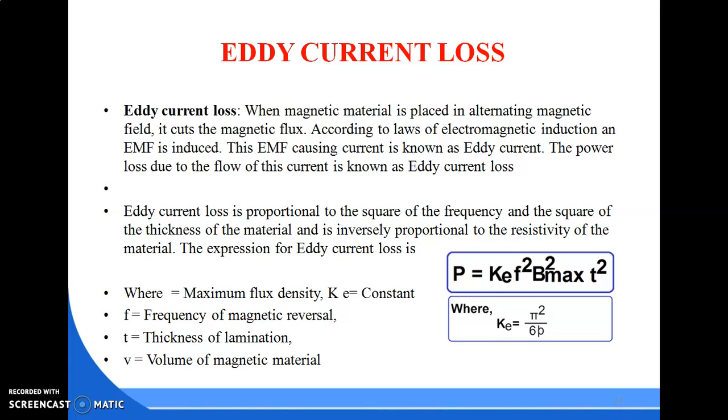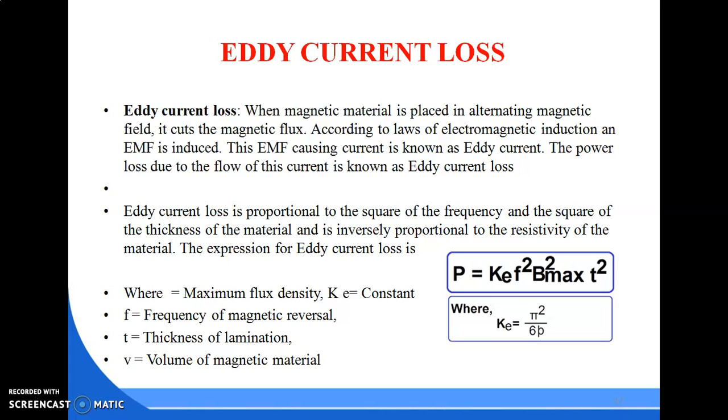When a magnetic material is placed in an alternating magnetic field, it cuts the magnetic flux. According to electromagnetic induction, an EMF is induced. This EMF causes a current known as the eddy current. The power loss due to the flow of current is known as the eddy current loss. This eddy current loss is proportional to the square of the frequency and the square of the thickness of the material, and is inversely proportional to the resistivity of the material.